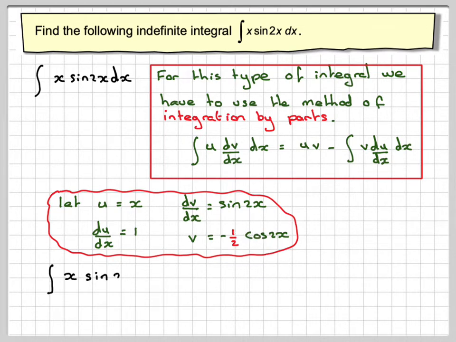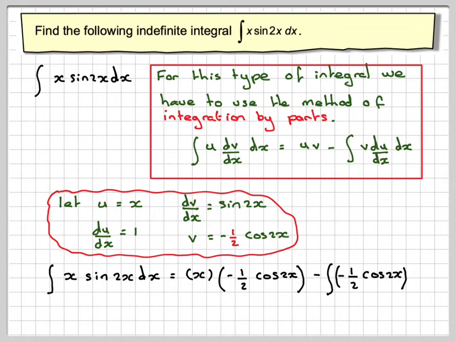So the integral of x sine 2x dx is u, which is x, in brackets, times v, which is that. Don't forget the minus sign in front, and you essentially put it in brackets. Minus the integral of v, which is that, again in brackets, times du by dx, which is 1, dx. Simplifying that a little further, this becomes minus a half x cos 2x. This becomes minus minus, which is a plus.